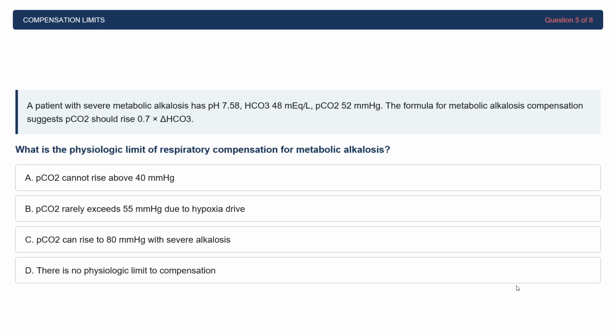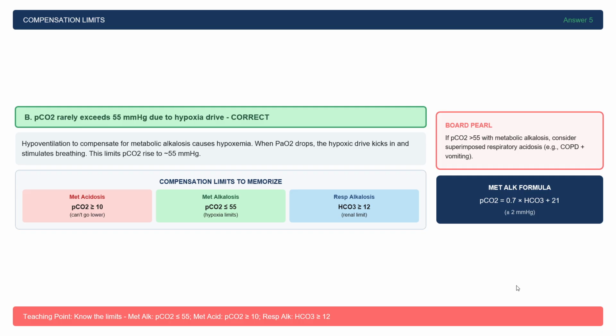Your options are A. PCO2 cannot rise above 40 millimeters mercury. B. PCO2 rarely exceeds 55 millimeters mercury due to hypoxia drive. C. PCO2 can rise to 80 millimeters mercury with severe alkalosis. Or D. There is no physiologic limit to compensation. So the answer is B.